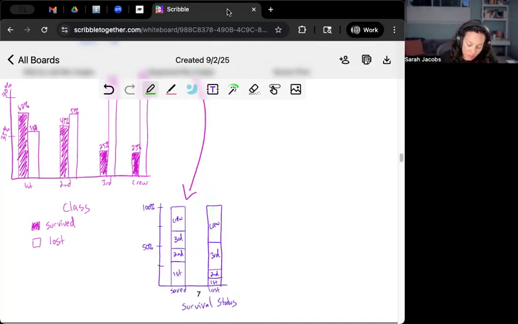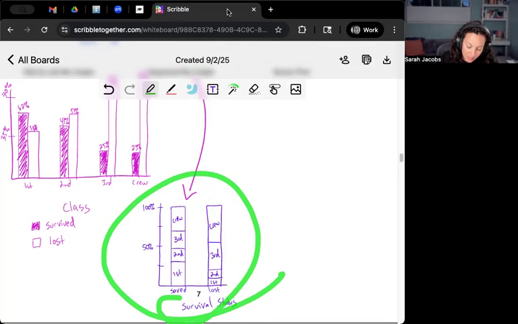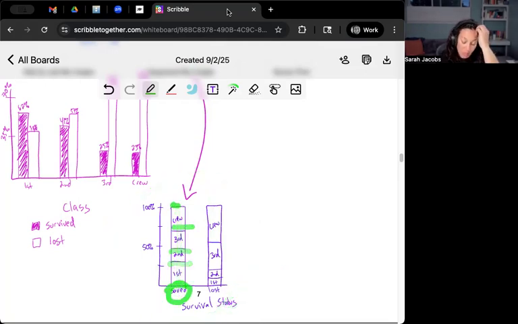So, survival status. So, this is a segmented bar graph. The bars are segmented into the categories. And so we have one category on the bottom, and then we segment by the other category.